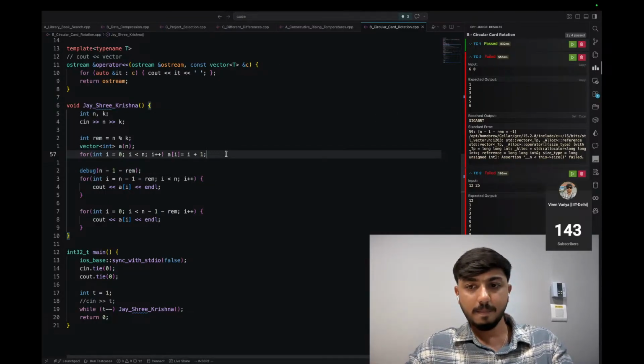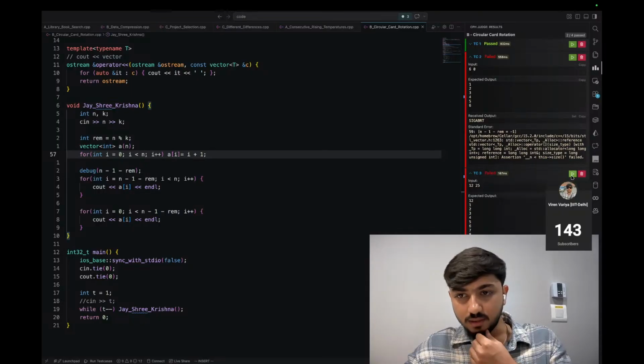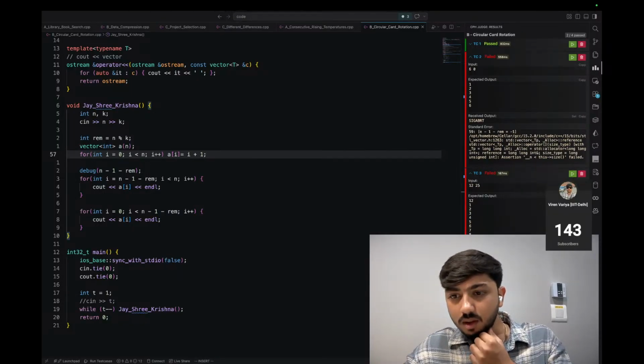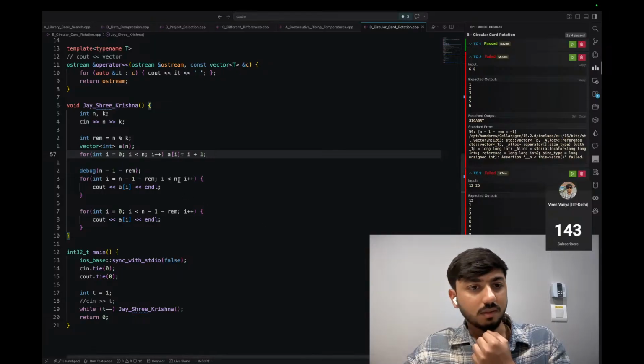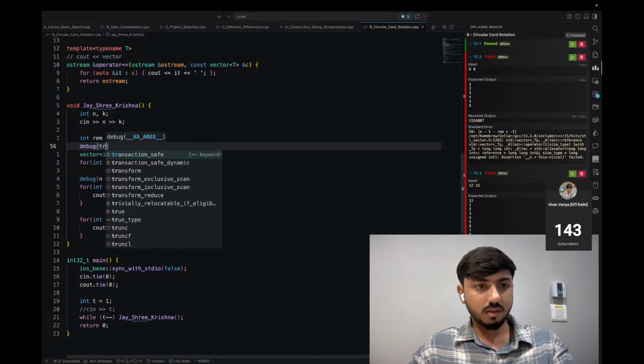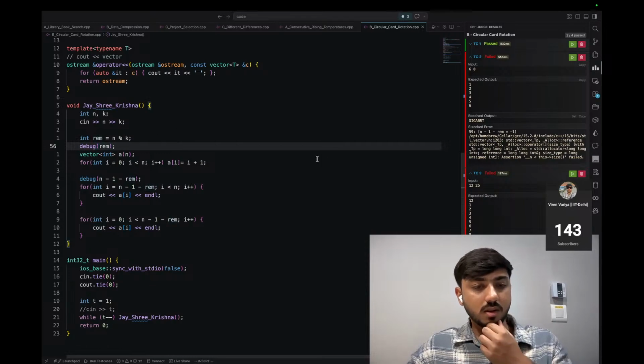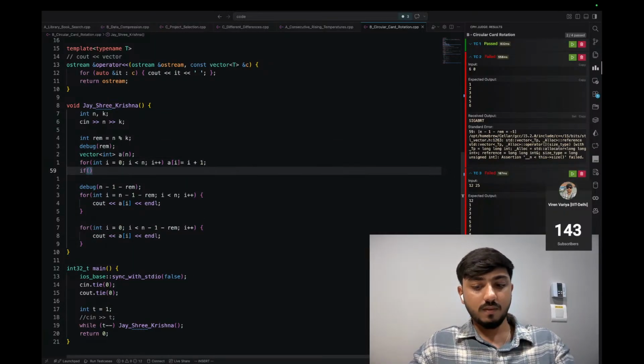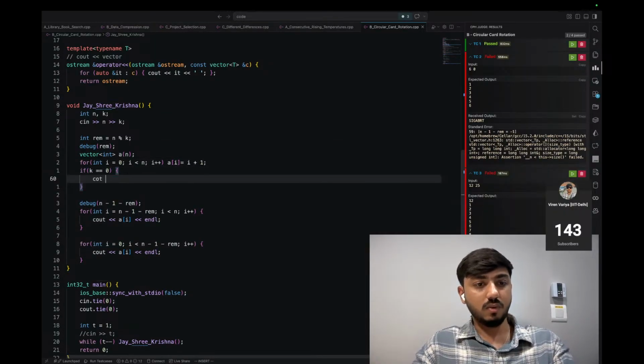Okay. What is this giving? So this is a special case, 0. This is also being minus 1. What the fuck is going on here? If k is 0, then there is no shift. We simply print A.